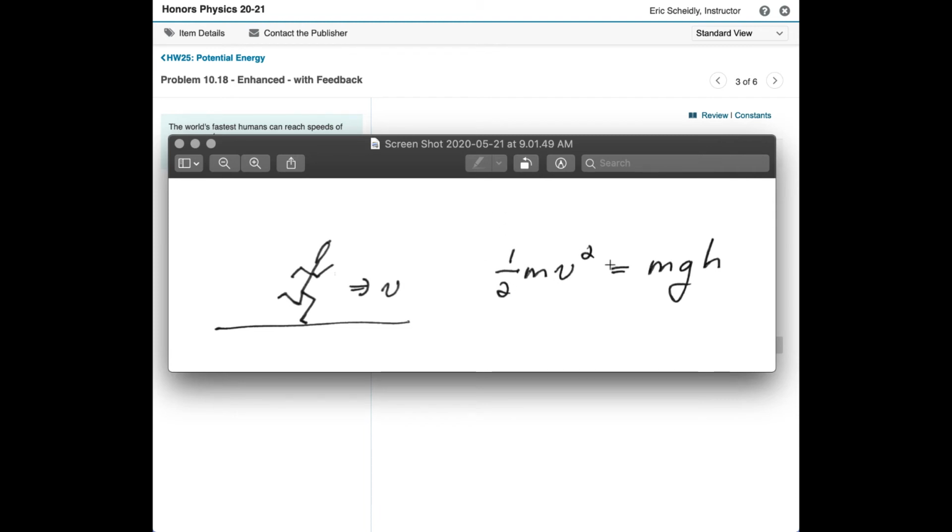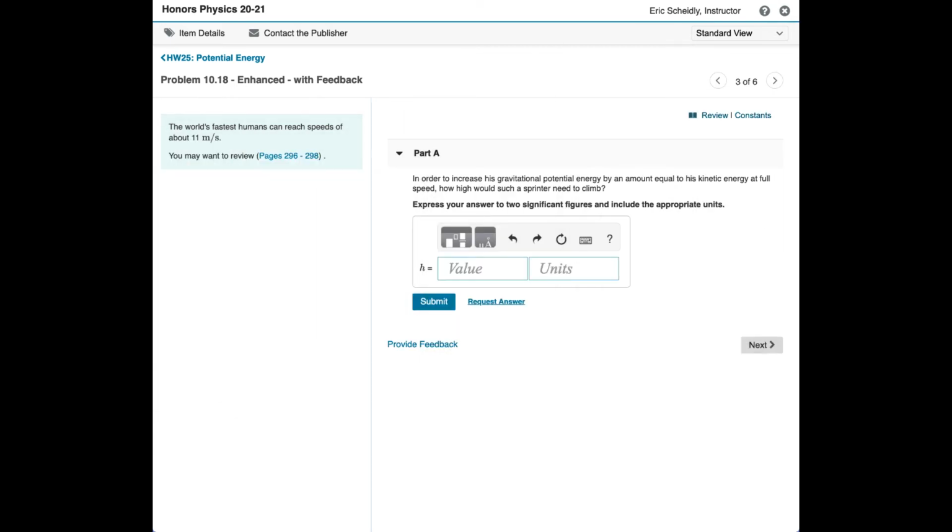1/2 mv squared is equal to mgh. I noted that they didn't give me the mass of the runner, but that's okay because that mass appears on both sides of the equation and therefore cancels out, dividing through by the mass. All I need to do then is solve for h, the height to which that person would need to climb in order to have the same gravitational potential energy as the kinetic energy that they once had.